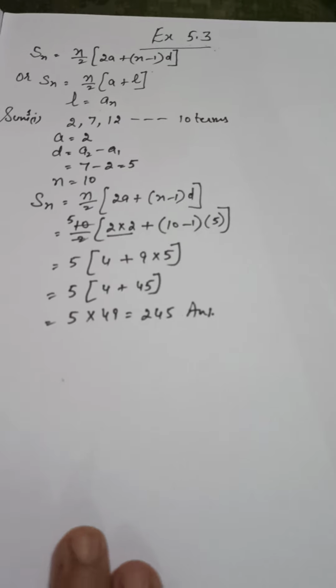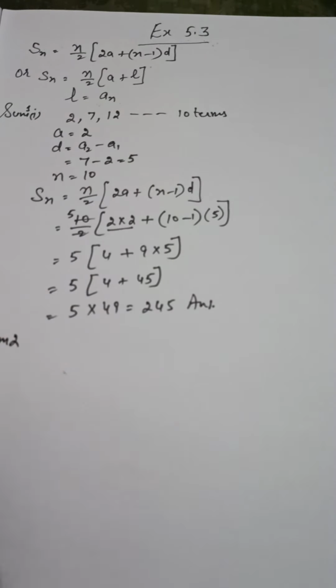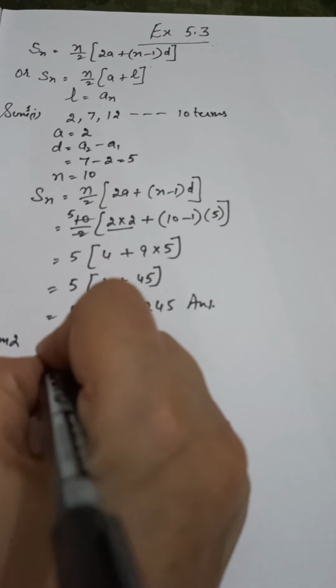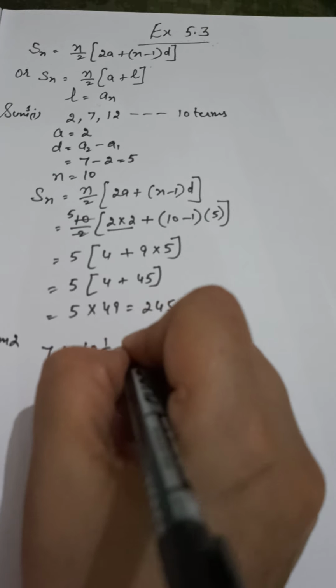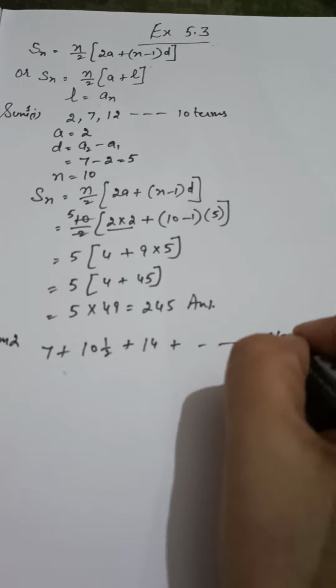Now next is sum number 2. Sum number 2 is, find the sum 7 plus 10 and a half plus 14 plus up to plus 84.